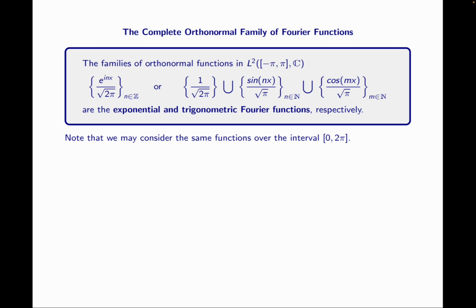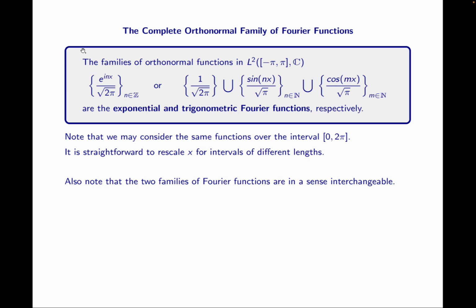Now, note that in the definition, I said the interval from negative pi to pi. We could just as easily consider the interval from 0 to 2 pi, or rather any interval of length 2 pi. And of course, if we wanted to consider a different interval, we can, in a very straightforward way, rescale x for intervals of different lengths. So that's straightforward. We're going to consider intervals of a period, negative pi to pi, but the same ideas work elsewhere.